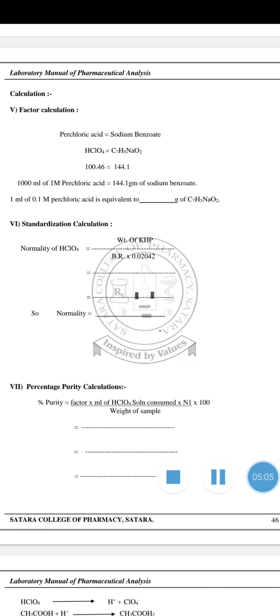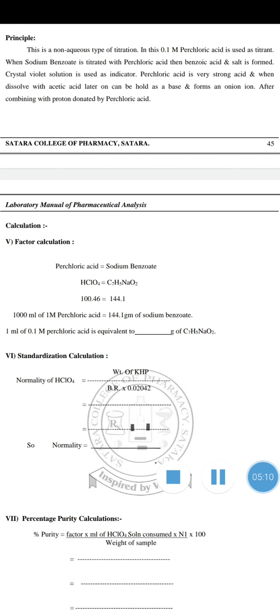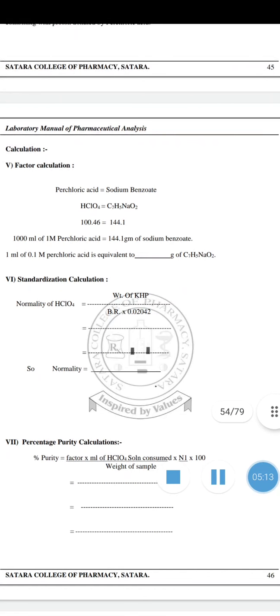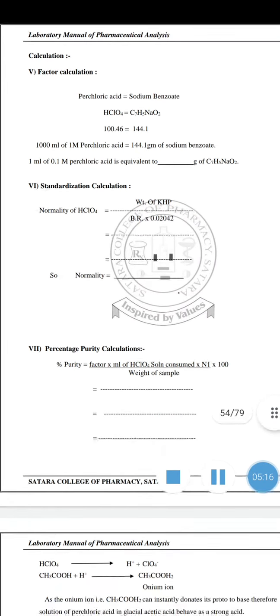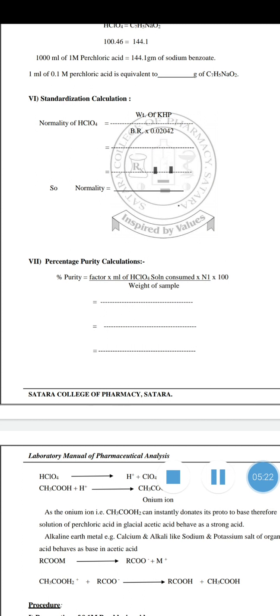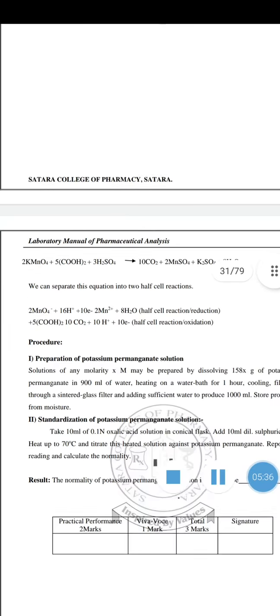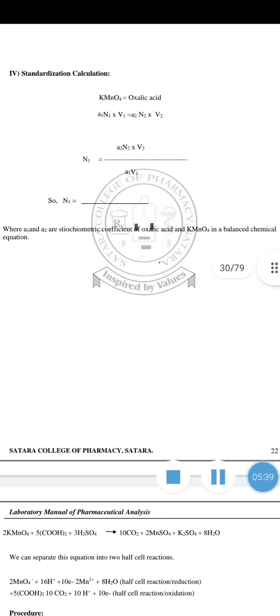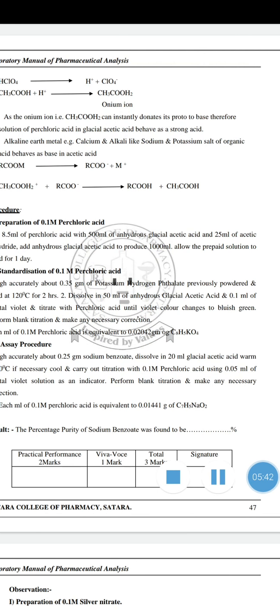Normality of the perchloric acid is equal to the weight divided by burette reading into factor, and then there is a calculation of the normality of the perchloric acid. Then percentage purity calculation: percentage purity is equal to factor into ml of the perchloric acid solution consumed into the normality into 100, divided by the weight of the sample. Then after completion of the calculation, the percentage purity value of the sodium benzoate is put into the result.